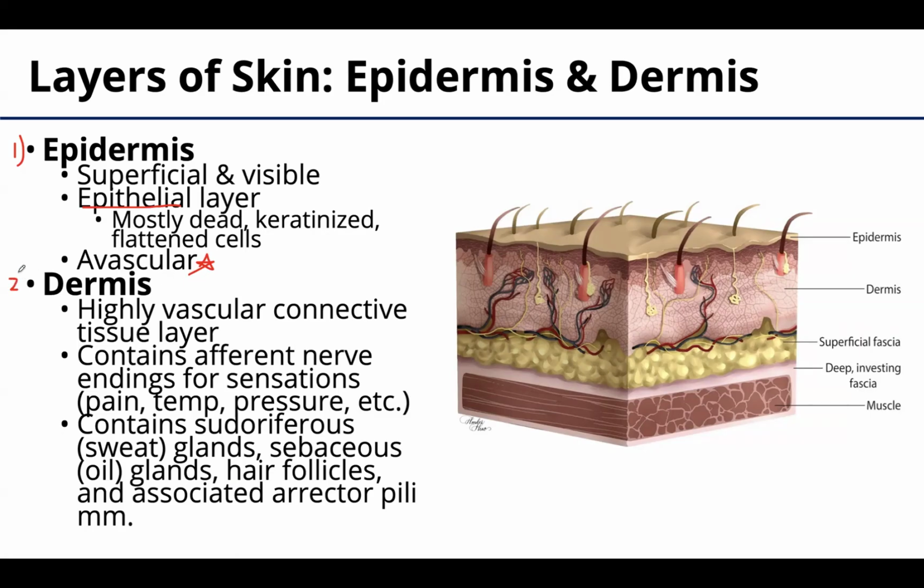Deep to the epidermis is the dermis, and this is the largest layer of the skin, and it is quite a bit more complex. The dermis is highly vascular, and it is composed of connective tissue, not epithelium. We say this layer is more complex because it contains many other important structures. Of particular importance to clinicians are afferent nerve endings. These nerve endings will message sensation back to the central nervous system. So signals involving pain, very importantly, temperature, pressure, and others.